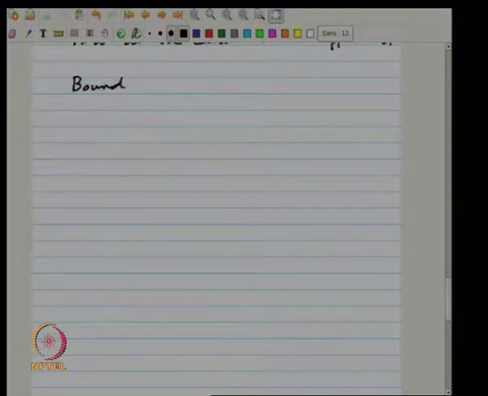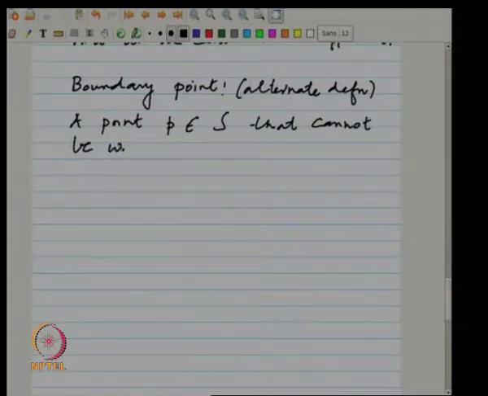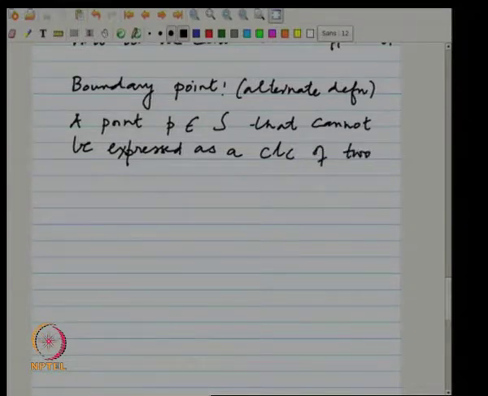So, a boundary point, an alternate definition: a point P among the given set of points that cannot be expressed as a CLC, convex linear combination, of 2 points in the convex hull.